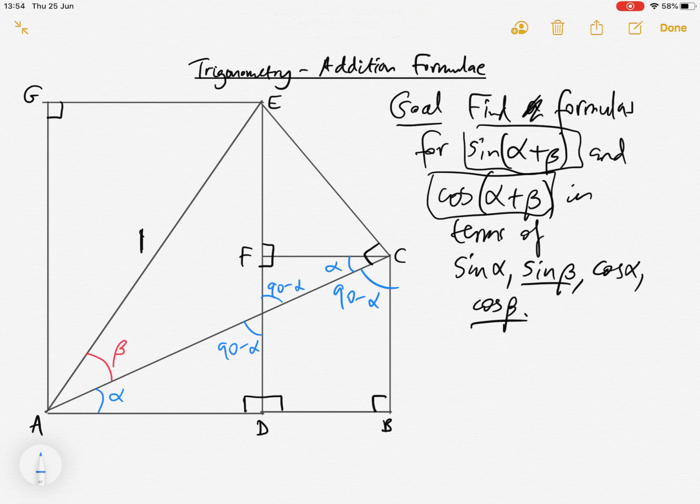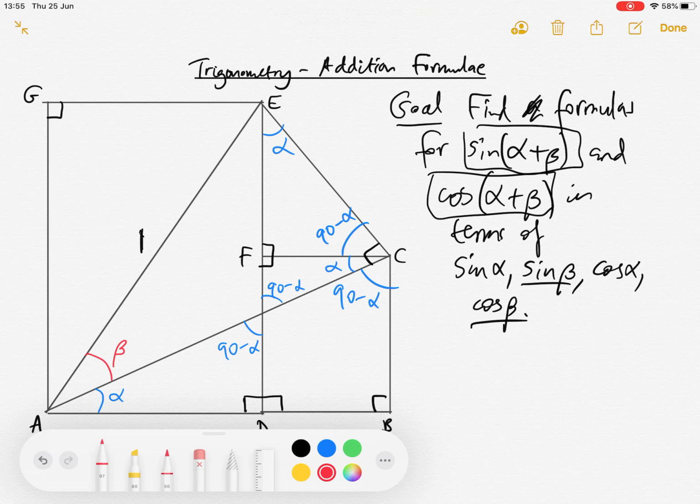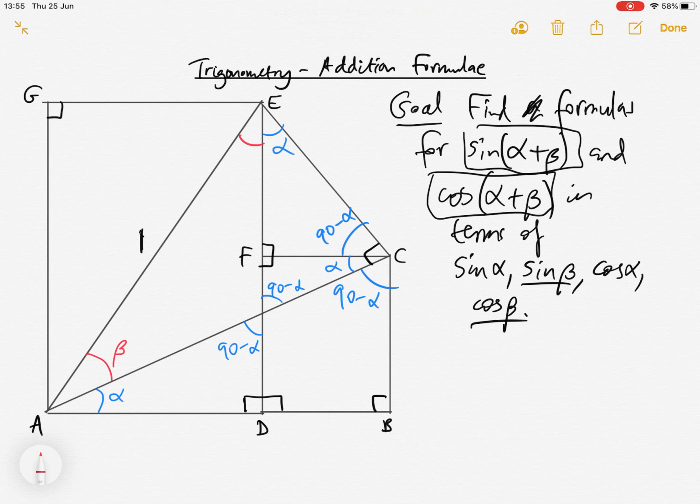And then this is a right angle here at C, so this is 90 minus alpha, which makes this angle at the top of the right-angled triangle EFC alpha. And then this angle up here, if we look at the triangle ADE, even easier, this angle at A is alpha plus beta, so this is 90 minus alpha minus beta. Then this one is going to be alpha plus beta again.